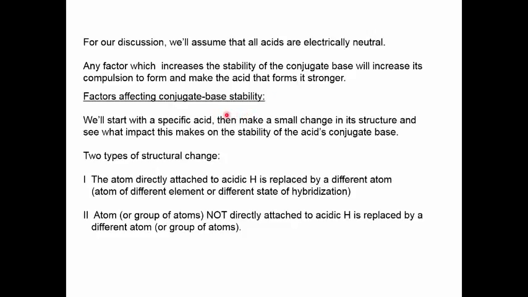What we'll do is this. We'll start with some specific acid. We'll make a small change in its structure and see what impact that change makes on the stability of the acid's conjugate base. Now, there are two types of structural change that we'll make in the acid. Number one, the atom that's directly attached to the acidic proton will be replaced by a different atom. The different atom will either be an atom of a different element or the same element but in a different state of hybridization.